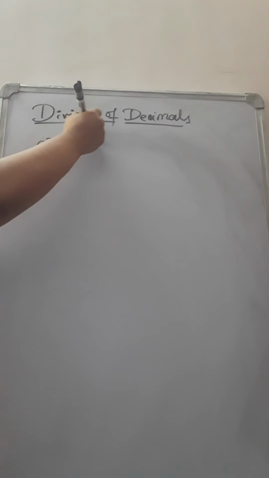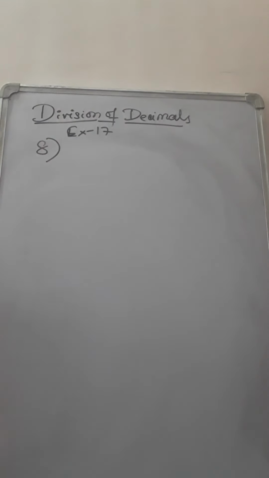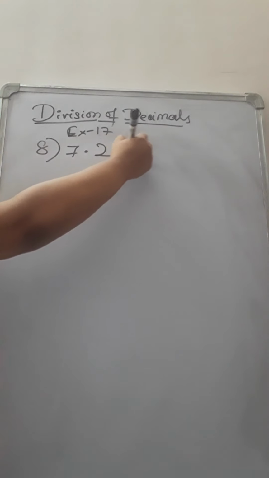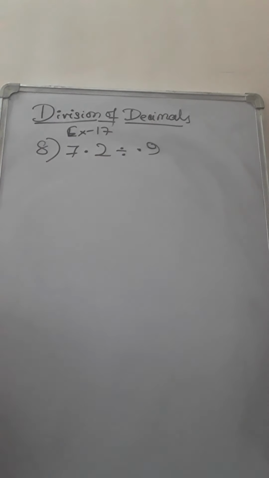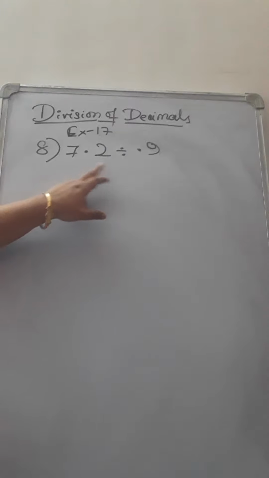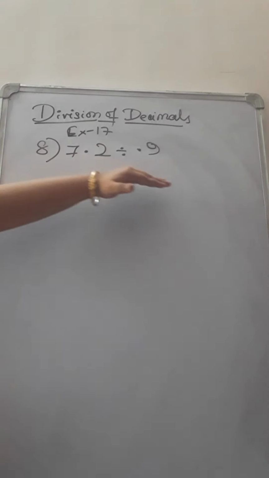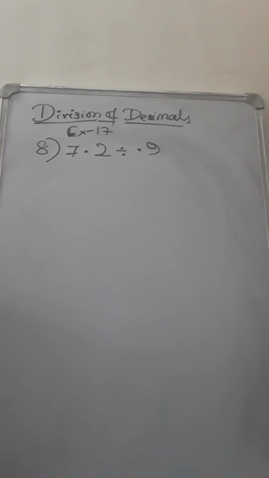Students, in this video we will be doing another type of decimal division. Now if, like your sum number 8 given in exercise 17, there is a point in both the dividend as well as the divisor. So you can see that the dividend is also a decimal number, the divisor is also a decimal number.